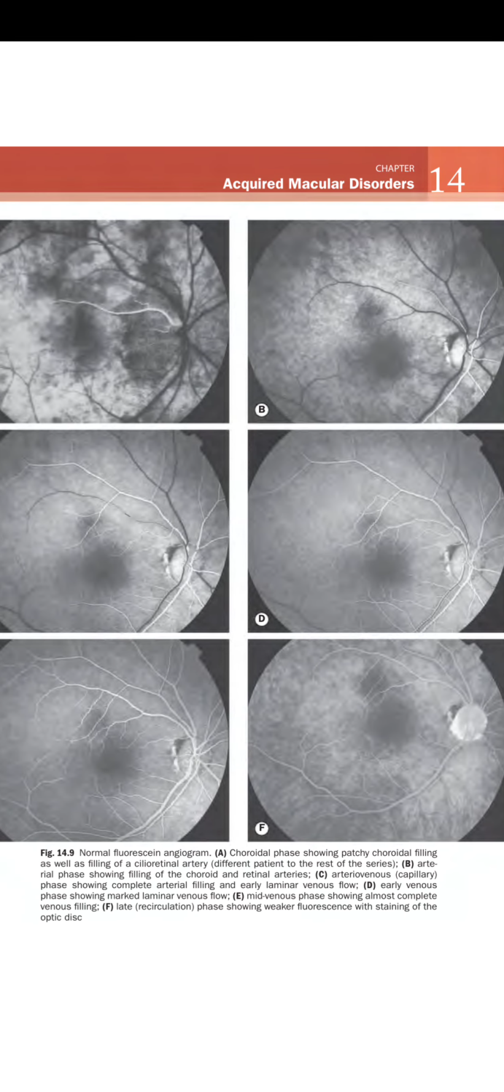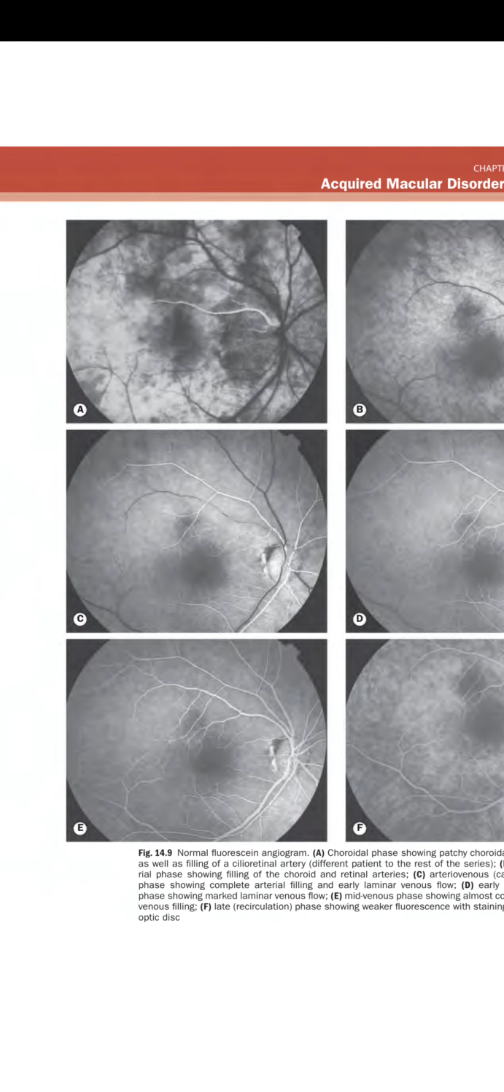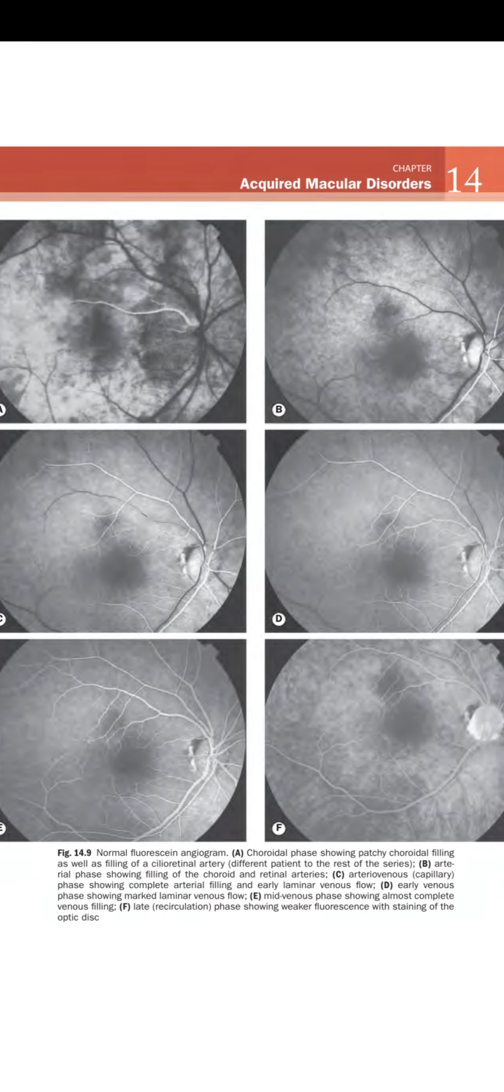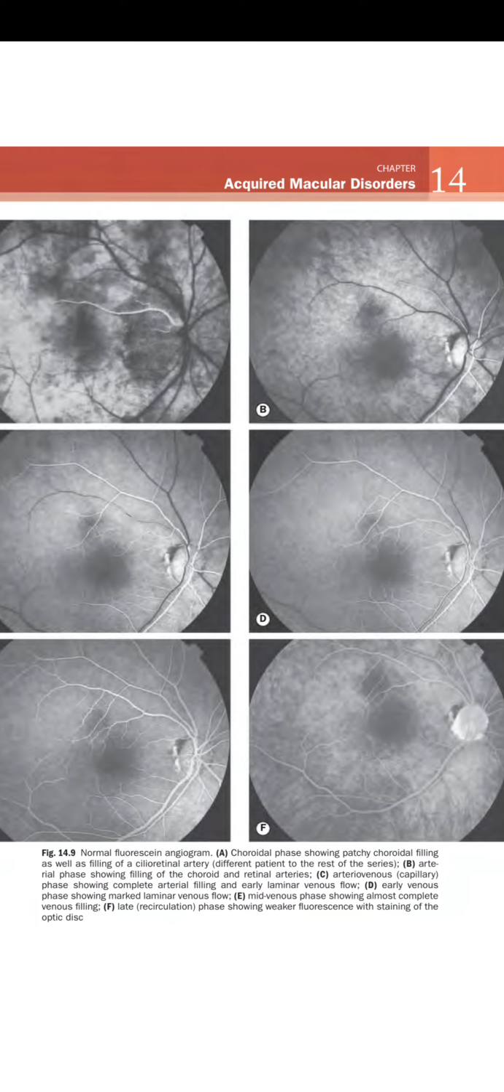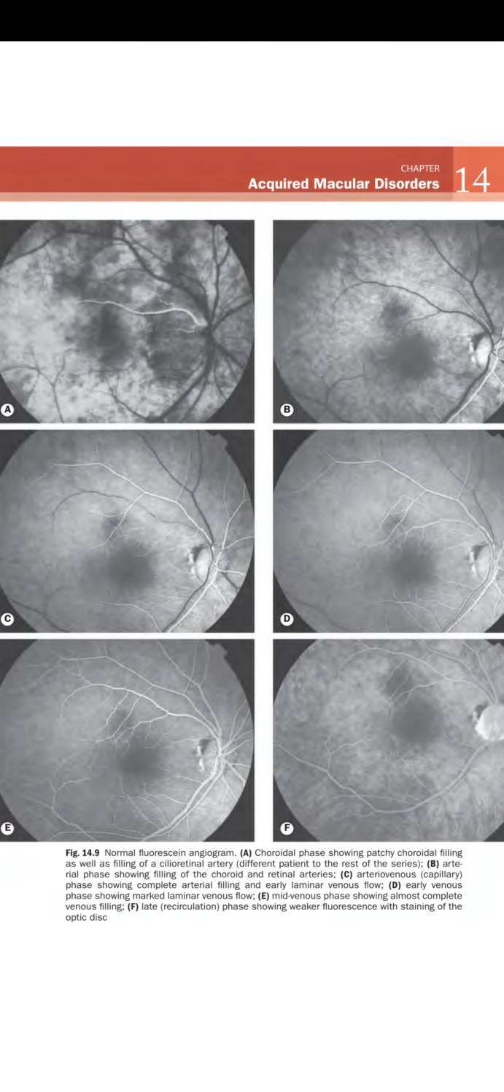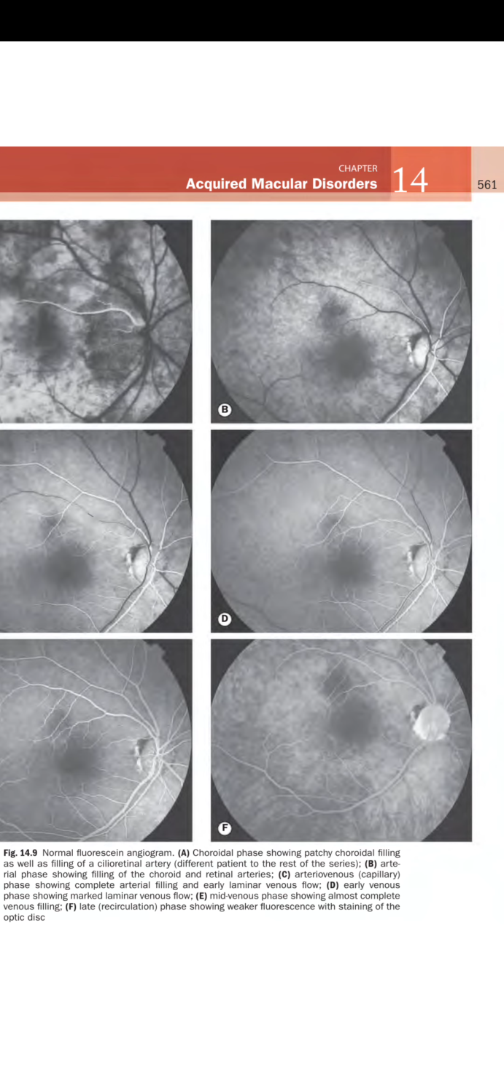B is showing an early arterial phase, so you can see that an artery is being filled up, and C is showing the arteriovenous phase. You can see that the arteries are being filled, and there is a small laminar flow starting in the veins. D is showing the early venous phase, and E is showing the mid venous phase. The early venous phase shows a marked laminar venous flow, the mid venous phase shows almost complete venous filling, and the late circulation phase shows weaker fluorescence with staining of the optic disc.